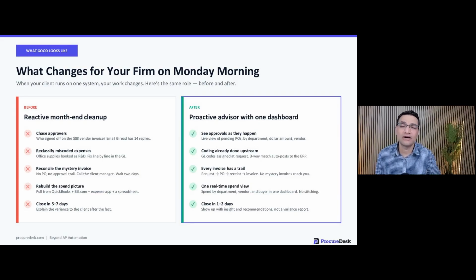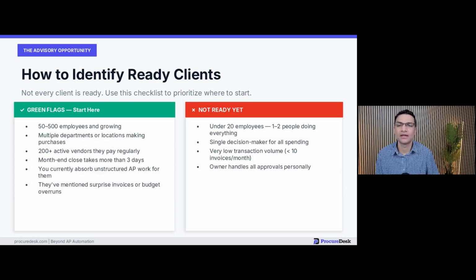This is what you see after you become a proactive advisor with one dashboard, right? You see approvals as they happen. Coding is done upstream. Every invoice has a trail. You can just read through it. I'm not going to cover each one of them, but that's what we see as typical results.